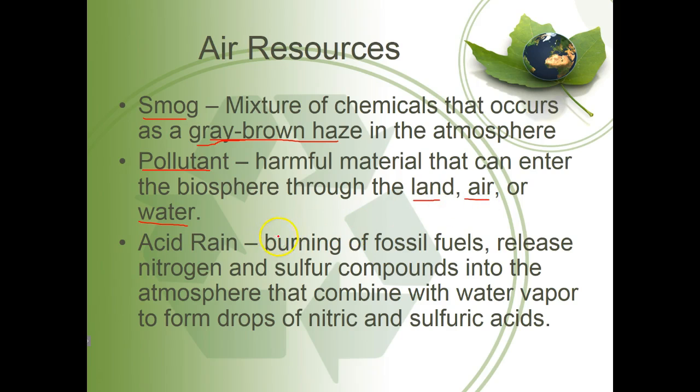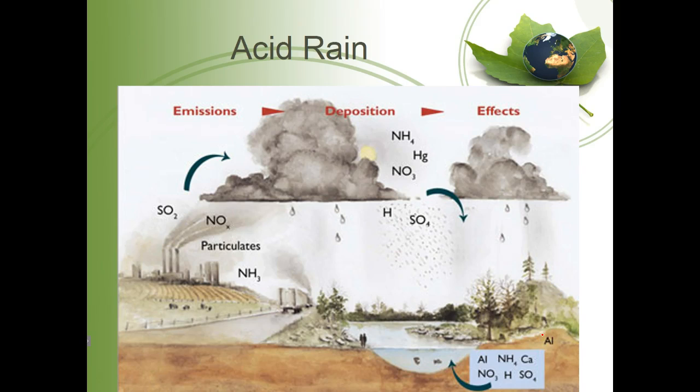Acid rain. When we burn fossil fuels, it's called combustion. The burning of those fossil fuels releases nitrogen and sulfur compounds into the atmosphere that combine with water when water is condensing in the air to form rain. When these nitrogen and sulfur compounds combine with raindrops, they form nitric and sulfuric acids, which rain down onto environments and turn them very acidic.